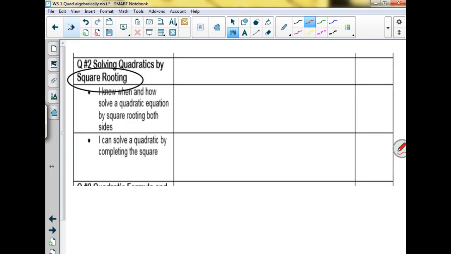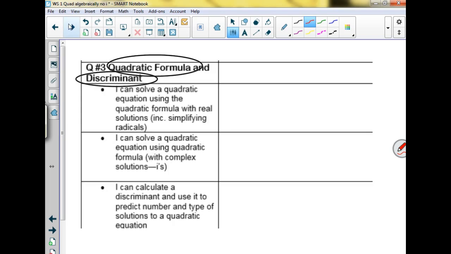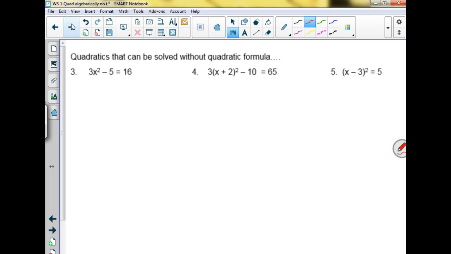Everybody good? So the difference is, does it have an equal sign? All right, we're going to do solving by square rooting and completing the square. That's one standard. And then we're going to do by quadratic formula. And you also, in that same standard, will have to know what a discriminant is and how to use it. All right, so starting with number 3, we're going to solve these by square rooting.